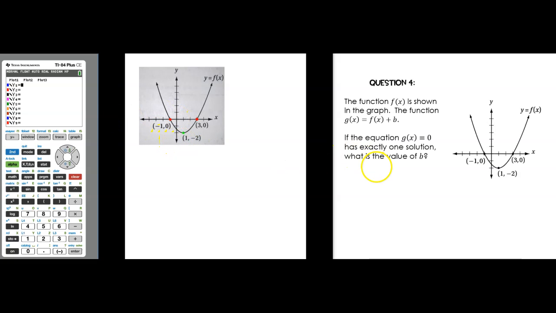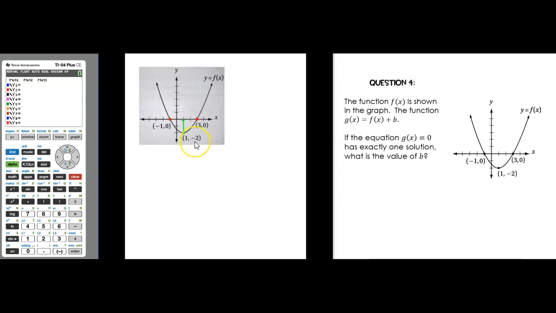Now, in the story, they're telling us that the g of x function, the transformed function, has only one solution. That means that this vertex must come up to the x-axis, and that must be the only point where the function g of x crosses the x-axis. So we have to ask ourselves, all right, how do we get this parabola to go up to the x-axis?